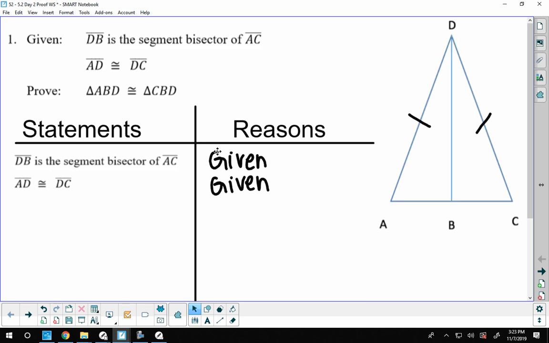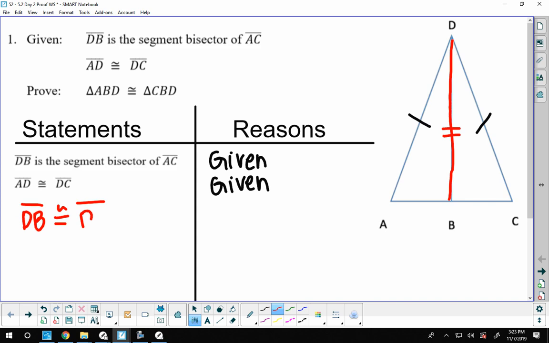the second step is either the reflexive property or vertical angles. In this case, we have the reflexive property because side DB in the left triangle is congruent to side DB in the right triangle because they happen to be the same side. So we can say that segment DB is congruent to segment DB by the reflexive property.